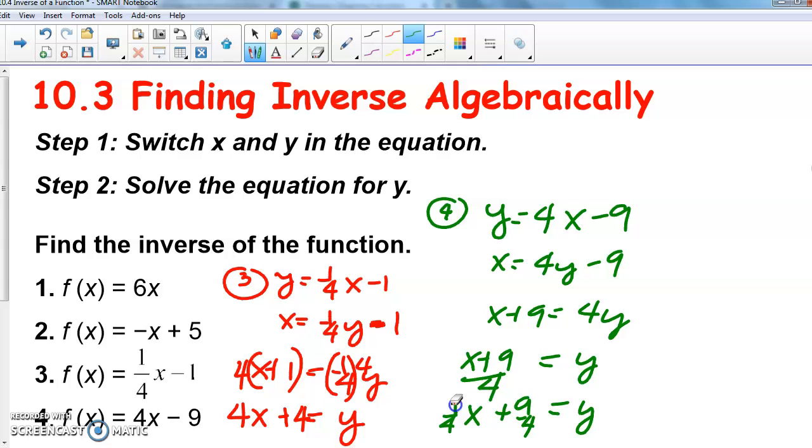So now this form will be helpful when you're graphing it so you can tell which one is the y-intercept and which one is the slope. So that's how you find inverses of linear functions algebraically.